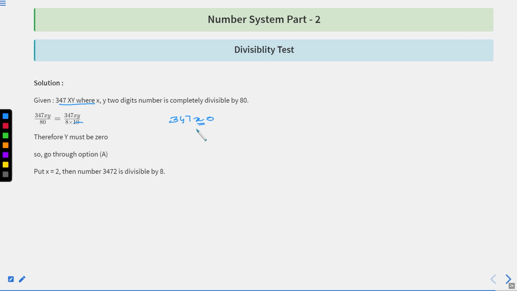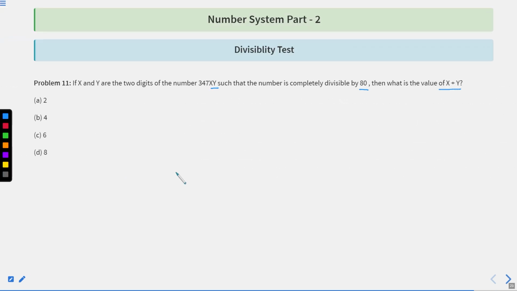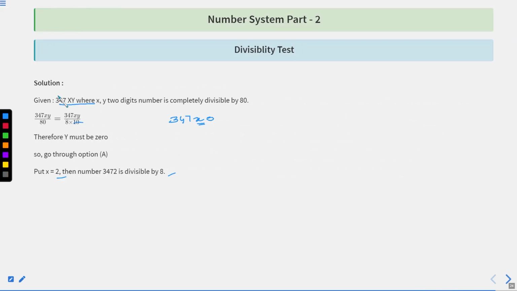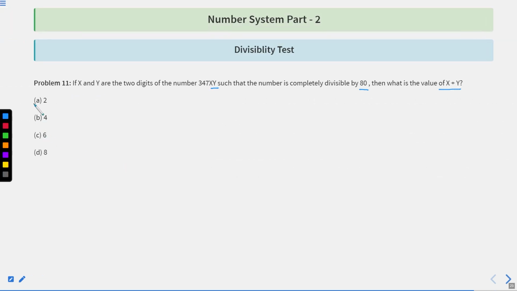For that, we go through the options and check which one of them works. When you put x equal to 2, the number 43472 is divisible by 8. So option number A works for you, and the value of x should be 2 and the value of y should be 0. So x plus y should be 2. So option A is correct here.